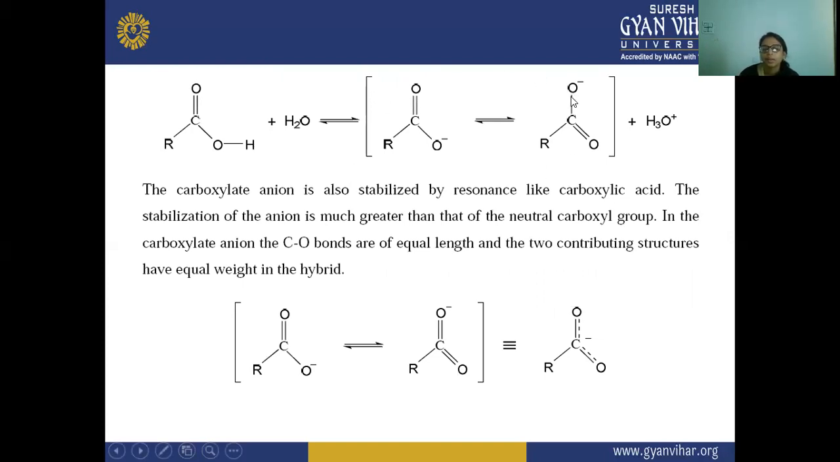And stabilization of the anion is much greater than that of the neutral carboxylic group. In the carboxylic anion, the C-O bonds are of equal length and the two contributing structures have equal weight. So as you can see in the lower structure of this carboxylate ion, they have equal length and equal weight in the structure.